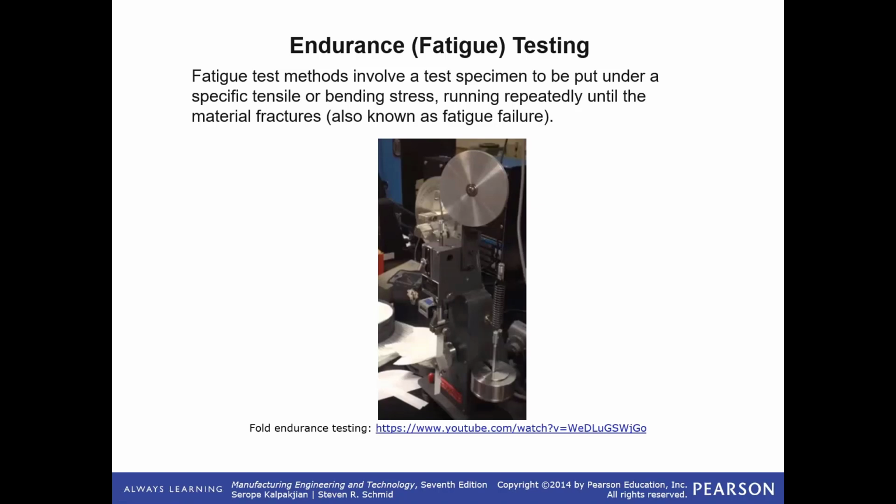There's another type of destructive testing. Unfortunately, we don't have one of these, but you could easily test the fatigue of a paper clip. Well, more or less. It's hard to bend one in the same spot over and over again, and that's because of work hardening.